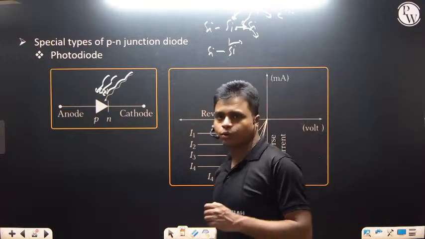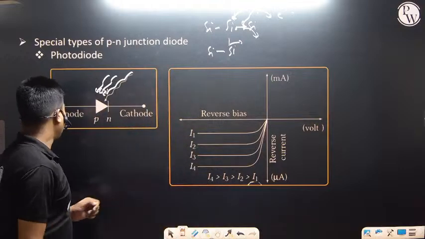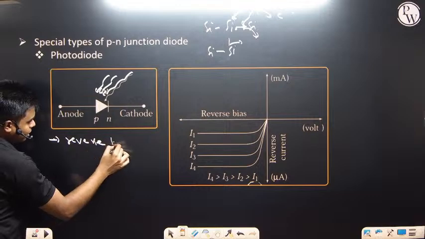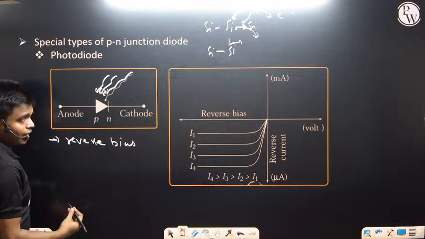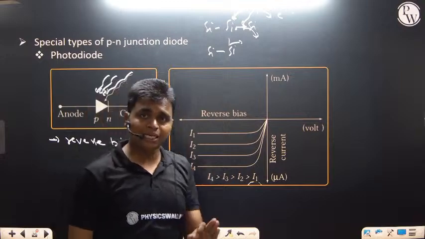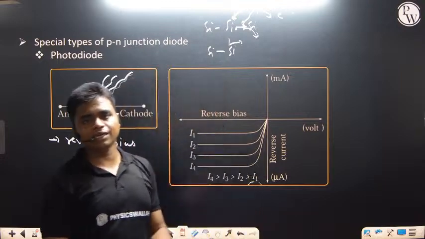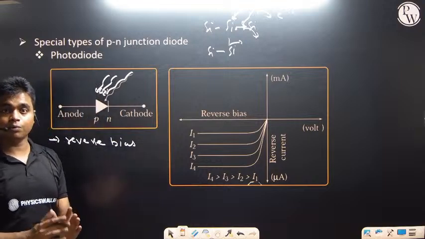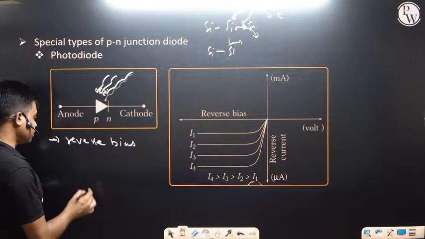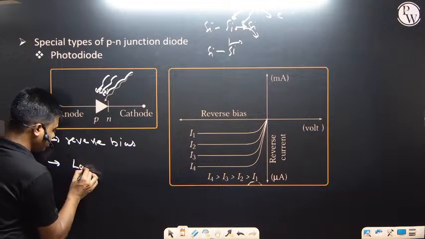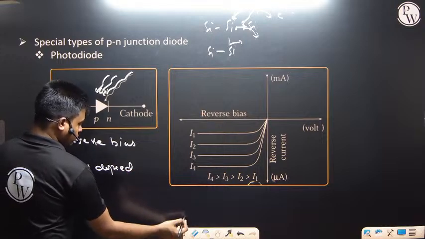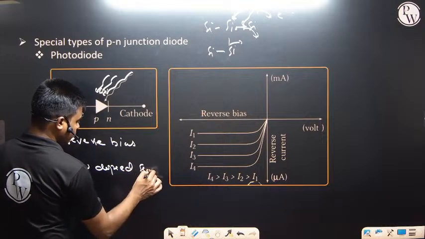So this is governed by which process? Reverse bias process. Because in reverse bias the current value will be less, and we want a very small amount of current because its purpose is to detect the light. If you are able to detect a very small amount of light, our job is efficiently done in the case of the photodiode. So reverse bias, and this is a low doped semiconductor, so that electron and hole generation takes place.